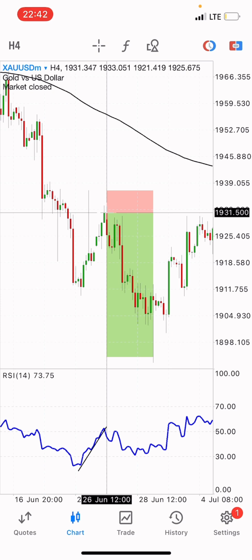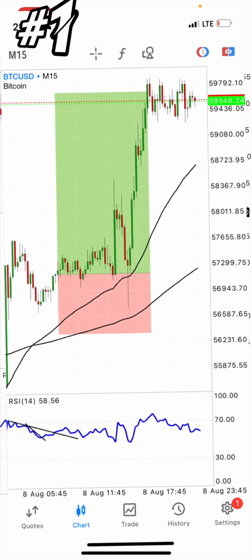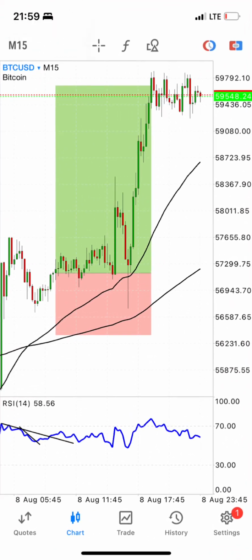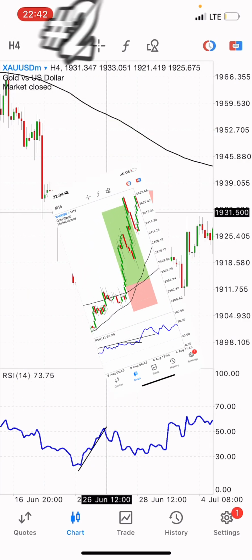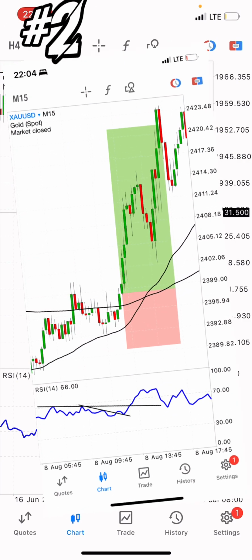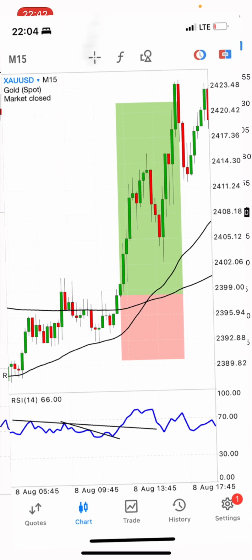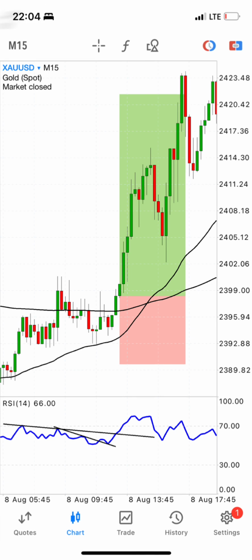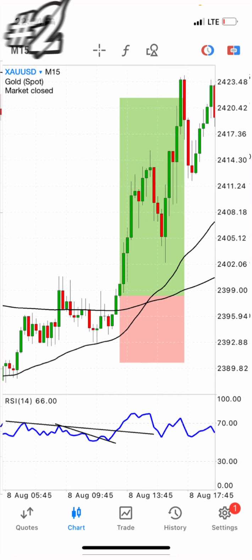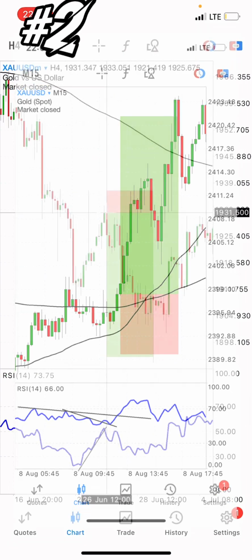So the first thing I need you guys to jot down is make sure that you don't force trades with this strategy. That is one. And then the second one is always be patient to wait for a breakout. Don't just assume that price is going to break out and then blindly go in for your trade. Make sure you wait patiently to spot a very strong breakout.